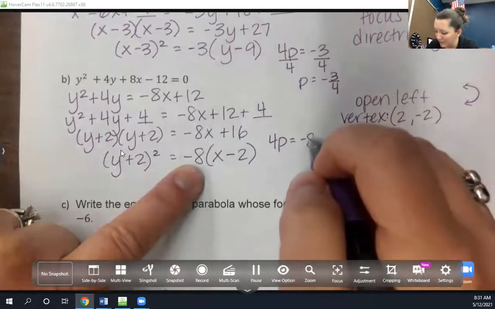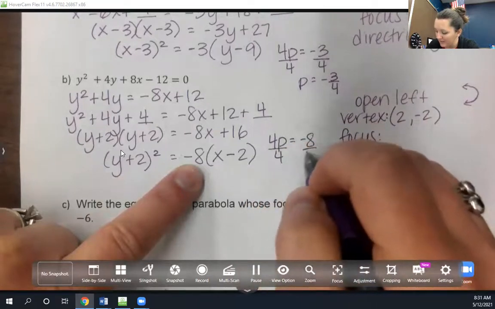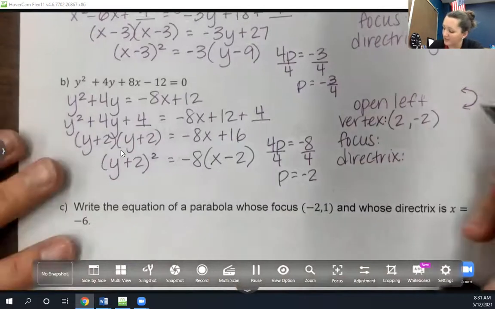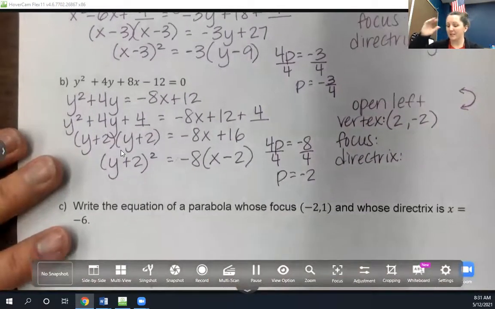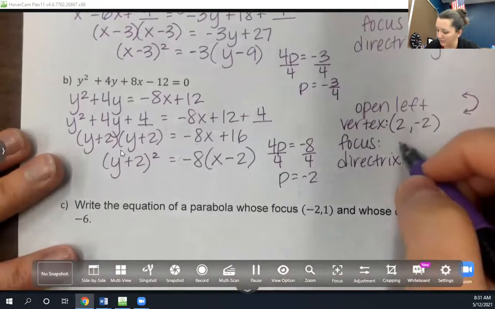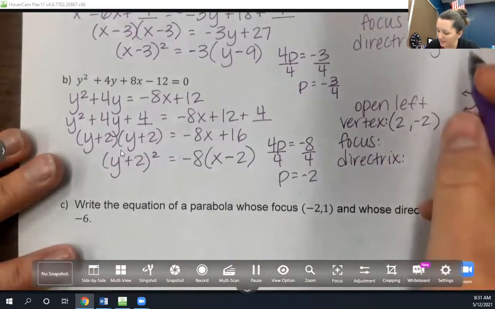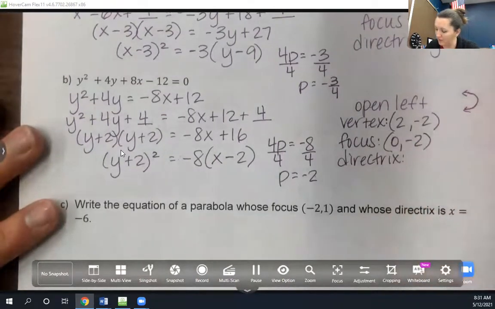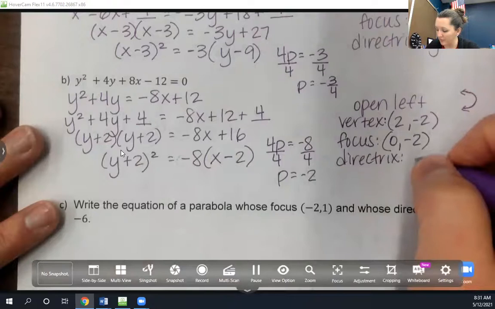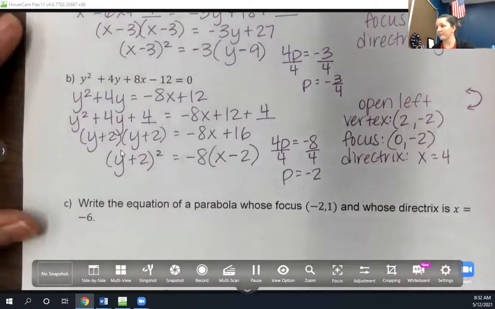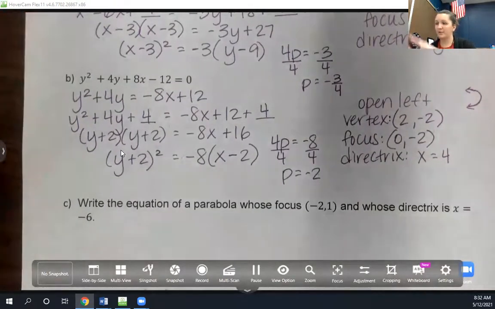So if 4p equals negative 8, then p equals negative 2. So if I know that it opens left, it's going to affect my x value. So I'm going to do 2 minus 2 gets my focus value, which is 0. And then 2 plus 2 gets my directrix, and we know that it's going to be x equals this time. So x equals 4. All right, so there's a horizontal one.